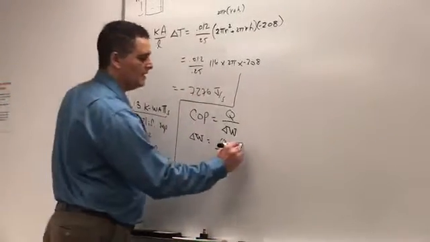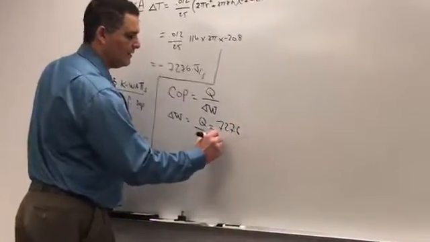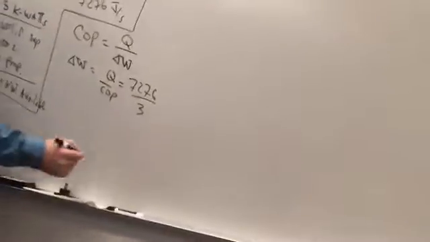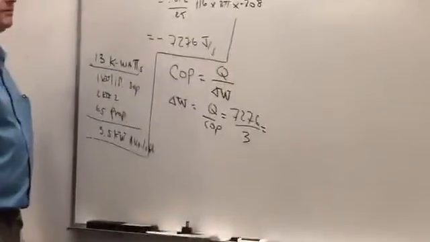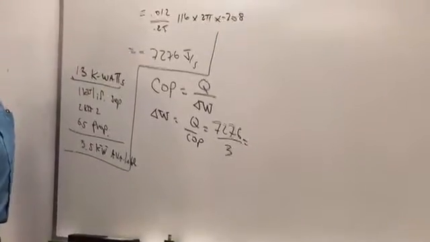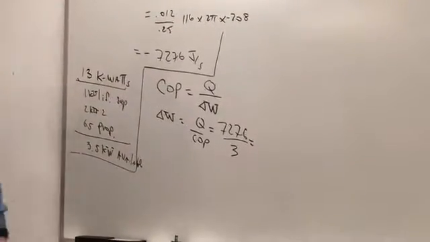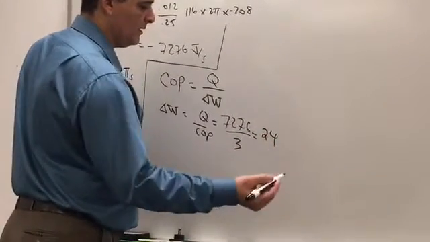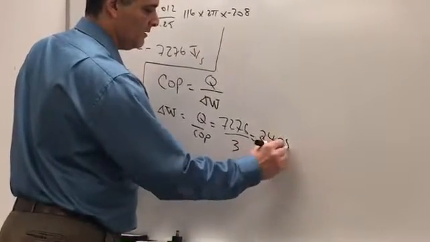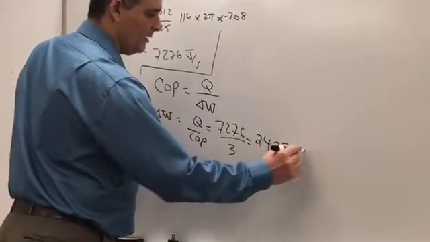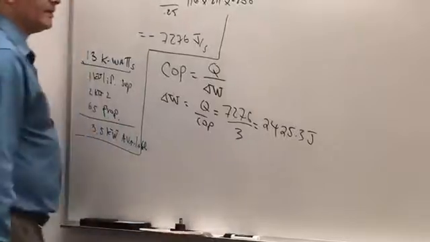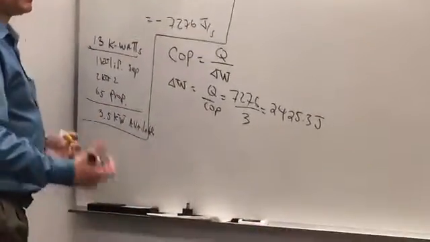So that's going to be our 7276, and the COP is 3. So I don't know how much that is right here. It's 2,400, 2,425.3 joules. So this is how much work is required to produce heat of 7,276. It has to do that per second.